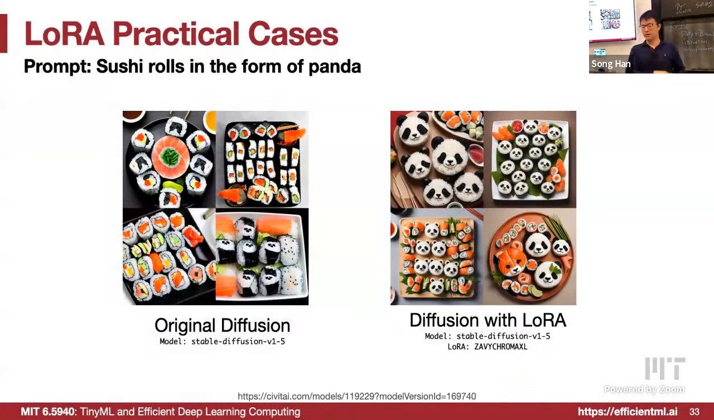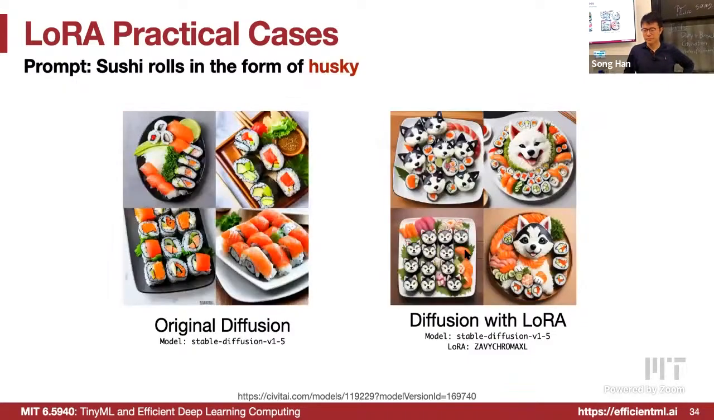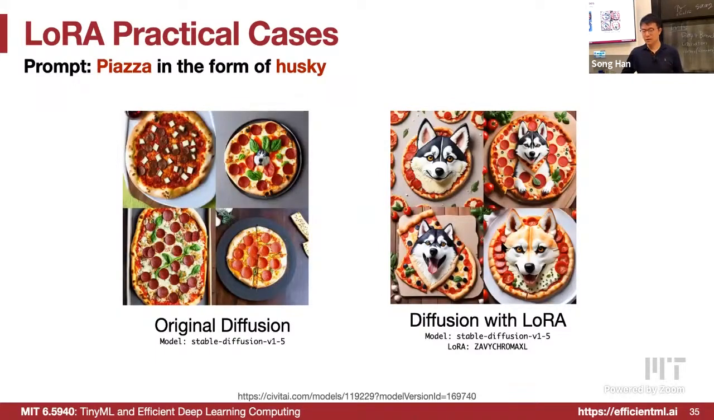And here we have another interesting LoRA, given sushi rolls in the form of panda. On the right-hand side, it looks more like a panda, versus sushi rolls in the form of husky. The original diffusion doesn't quite look like a husky, but the right version, the diffusion with LoRA, is exactly sushi rolls in the form of a husky. And pizza in the form of husky, similar idea. And nowadays, there are a lot of LoRA branches available online for you to download and add to various diffusion models, which is pretty cool.